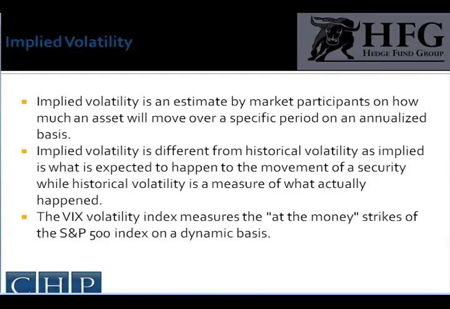Implied volatility is different from historical volatility, as implied volatility is what is expected to happen to the movement of a security, while historical volatility is a measure of what actually happened to a security. Historical implied volatility is a historical observation of implied volatilities that occurred in the past.